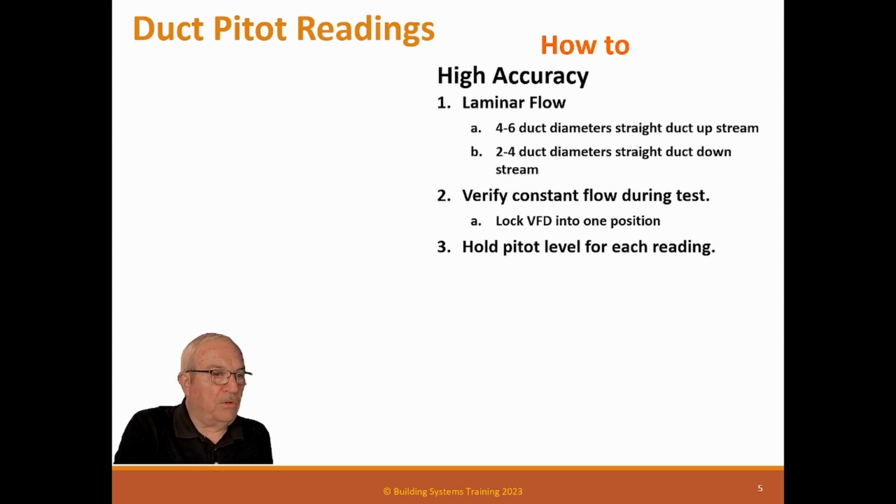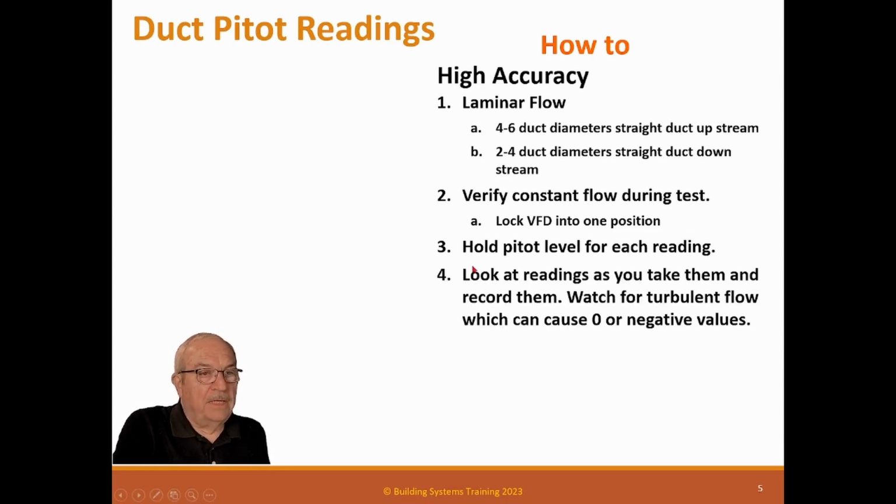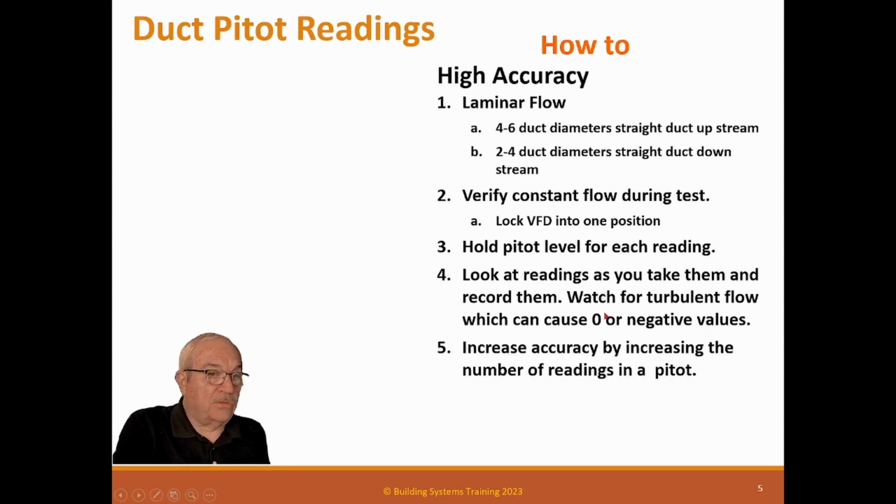You don't want to go so fast you're not getting good readings, but you don't want to do this slowly. You're trying to get an average reading of an instantaneous point in time. Obviously you can't do total instantaneous, but you just go at a steady pace and get the pitot done. Look at readings as you take them and record them. Watch for turbulent flow, which can cause 0 or negative readings. And that's what I was telling you why I look as I go, so as not to have that.